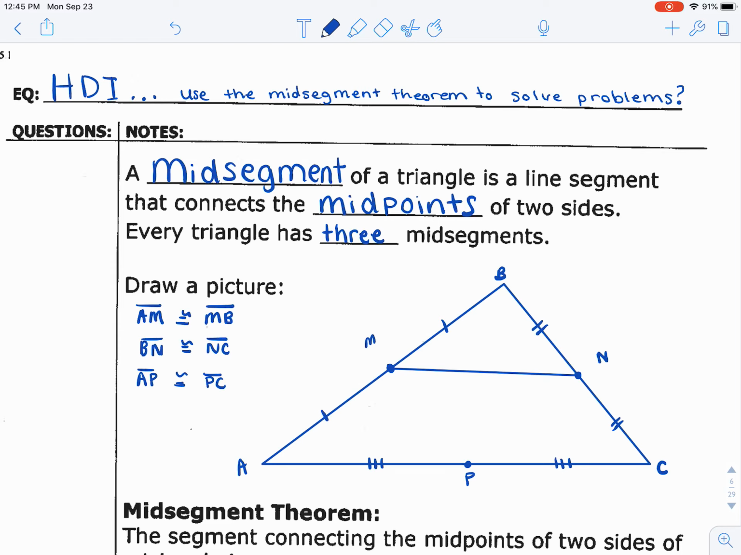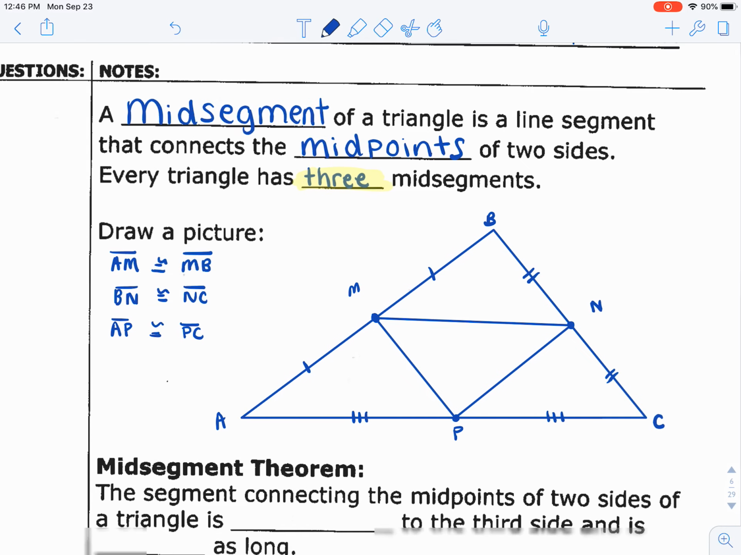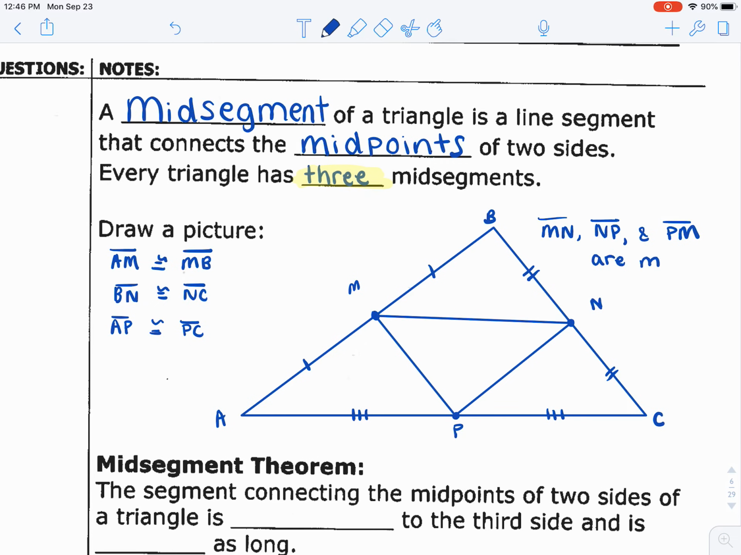Now, if I connect M to P, a midpoint of one side to the midpoint of another side, then I've drawn another midsegment. If I connect P to N, a midpoint of one side to a midpoint of another side, then I've drawn my third midsegment. So, MN, NP, and PM are midsegments.